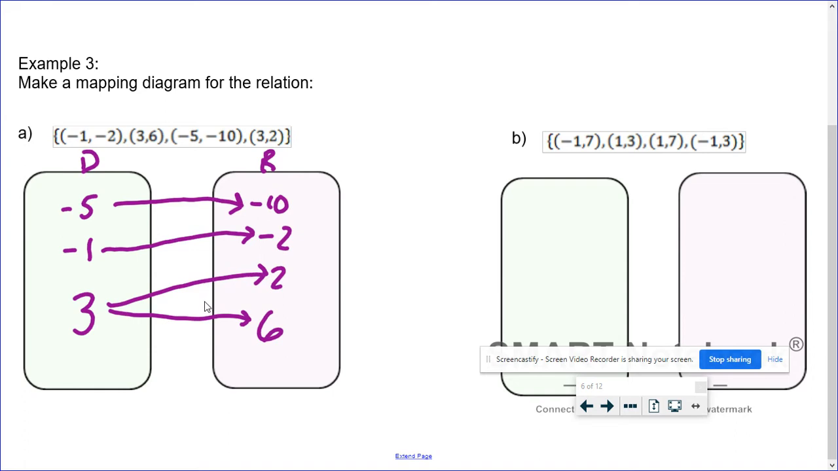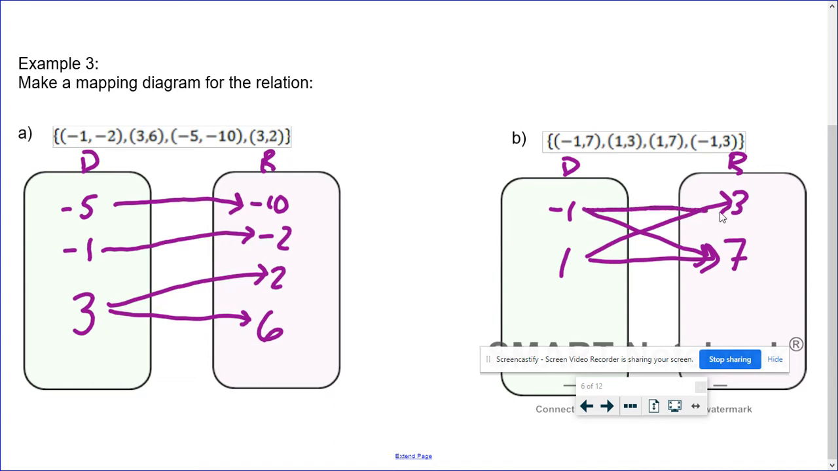Okay. We'll do the same thing quickly over here. -1 and 1 appear to be the numbers for the domain. 3 and 7 appear to be the numbers for the range. Connect them. So -1 goes to 7. 1 goes to 3. And then 1 goes to 7. And then -1 goes to 3.